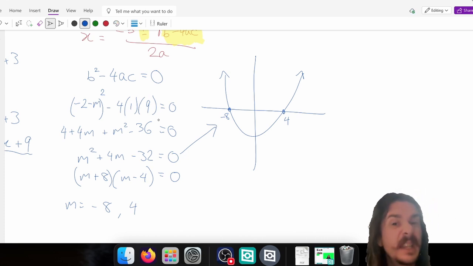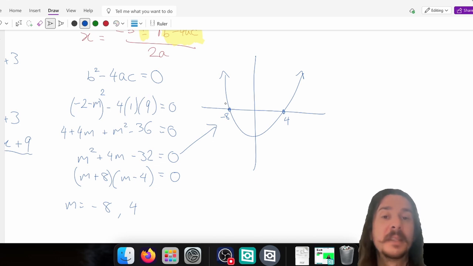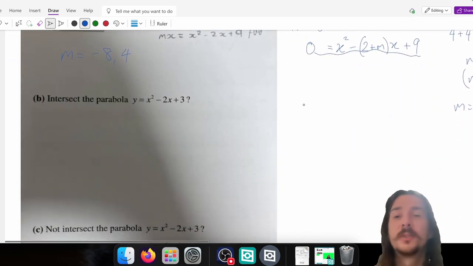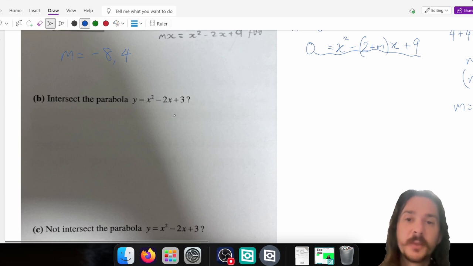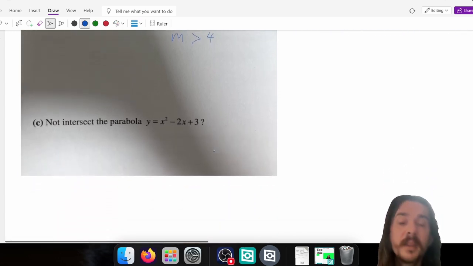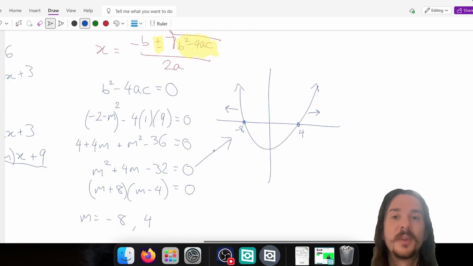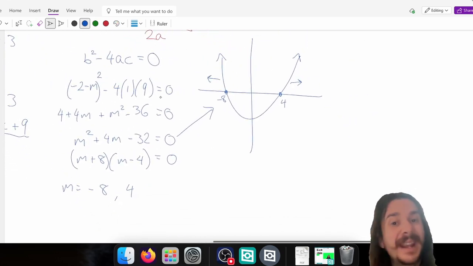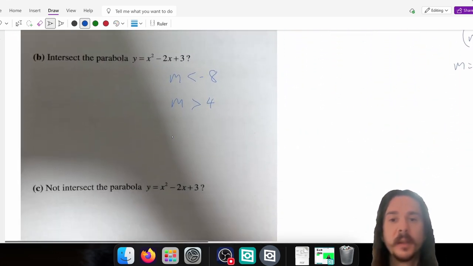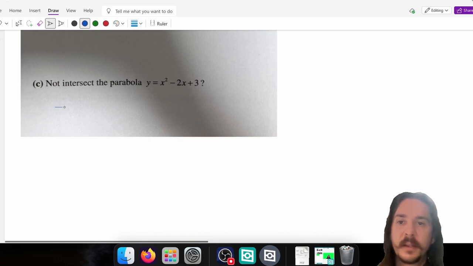So we can actually see quite easily that that means that m is less than negative 8. Anywhere over here it's above 0, or greater than 4. Okay, so we already found the answers. We just need to know which side of them we care about. So we can say m is less than negative 8, or m is greater than 4. And then the last one says, where does it not intersect the parabola? Well, that is, again, when this thing's negative, so anywhere between negative 8 and 4. So negative 8 is less than m is less than 4.